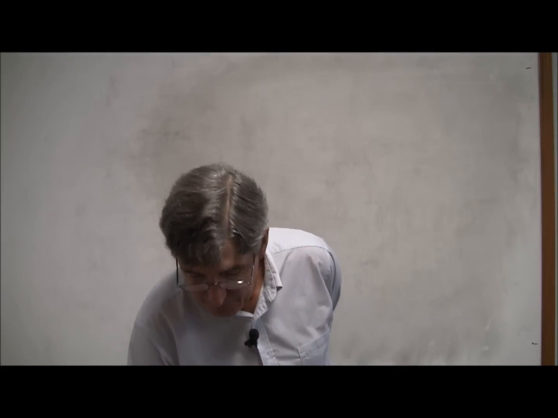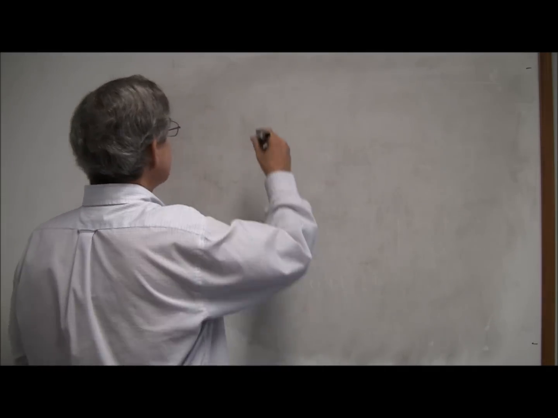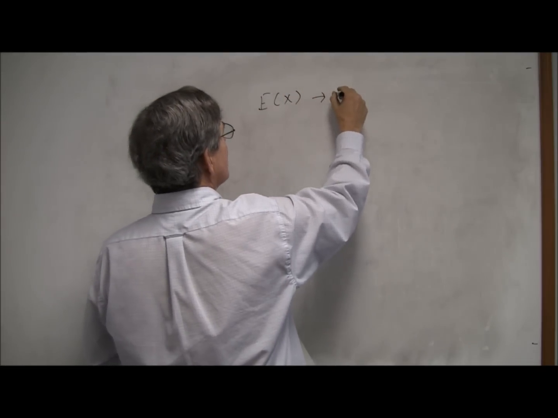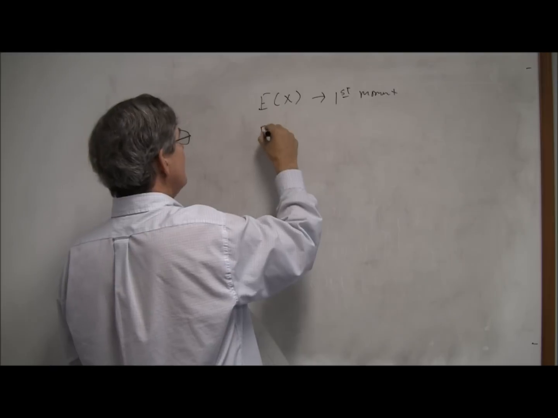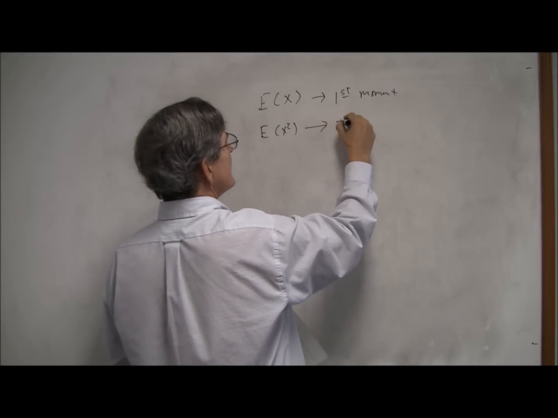So far, we have done expected values, the mean, and the variance for single random variables. In a second, we're going to go on to multiple random variables. But I want to do one more thing first. We've basically looked at the expected value of x. That's called the first moment of a probability distribution. The expected value of x squared is related to the variance. That's called the second moment.